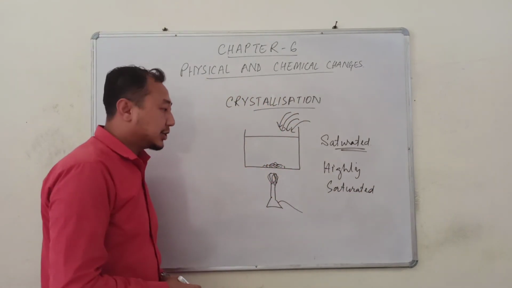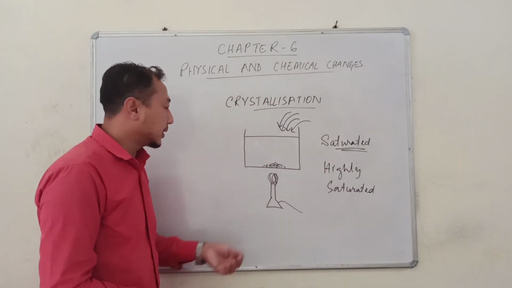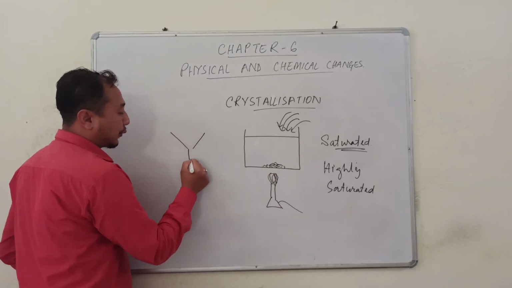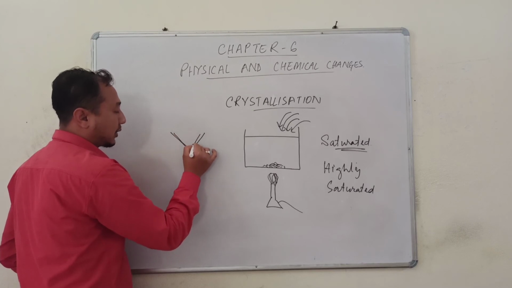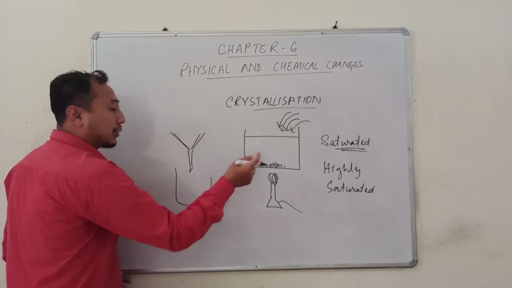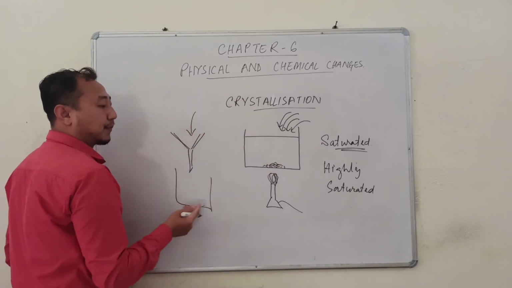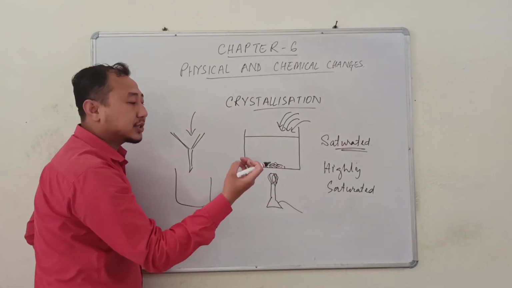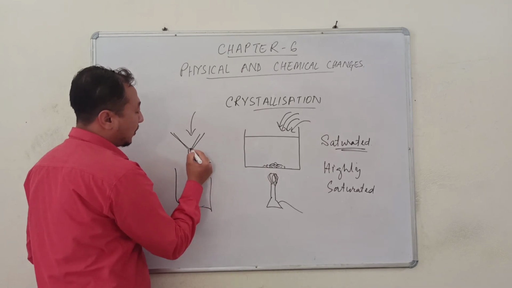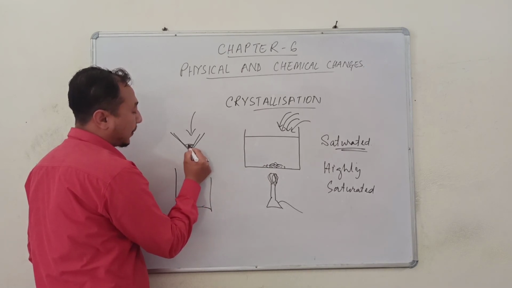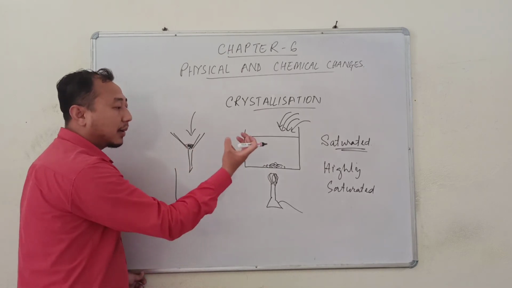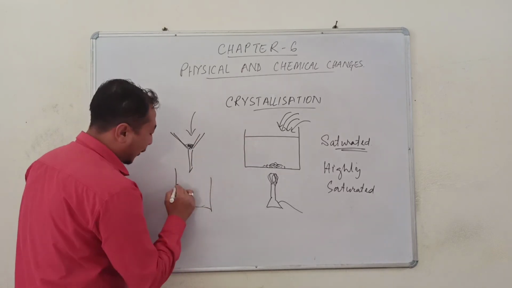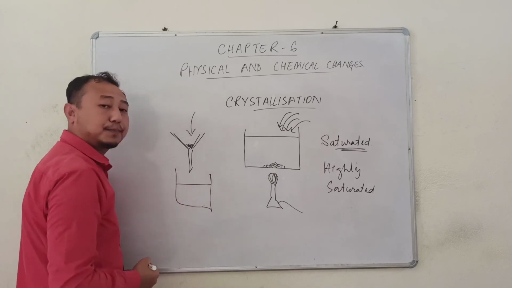After getting this highly saturated solution, we are going to filter this solution. During the process of filtration, we use a filter paper. This solution will be poured here. The undissolved crystal and the impurities which are not soluble in the water will be trapped by this filter paper. While the pure filtrate, that means the solution which contains the dissolved crystal, will be collected here.